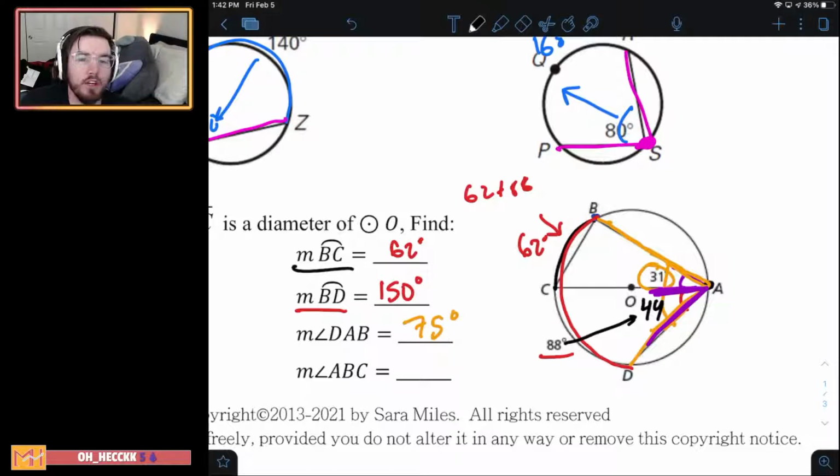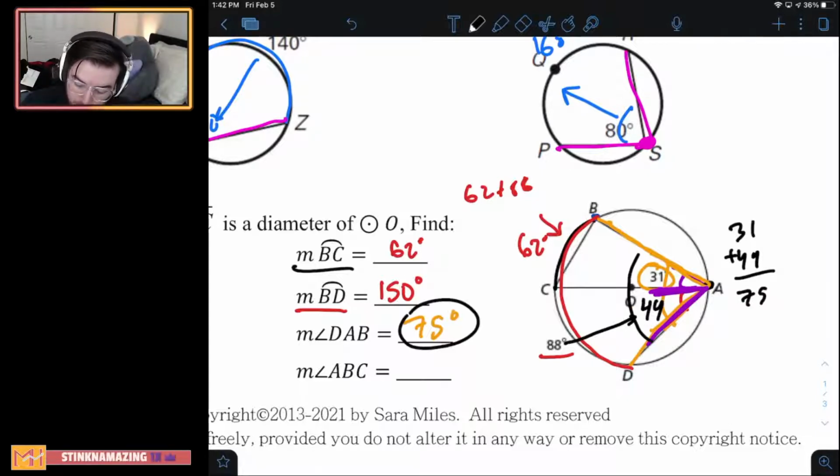But also, I want you to do a double triple check. 31 plus 44 is 75. That's the whole thing, right? But if you multiply that by 2, you get 150, right? It all comes together, right? And this big arc is 150.